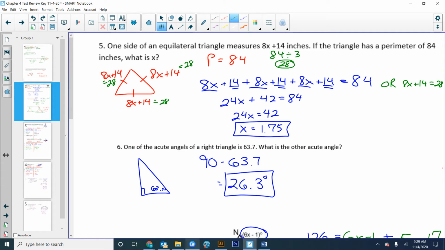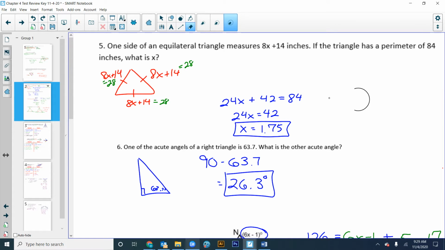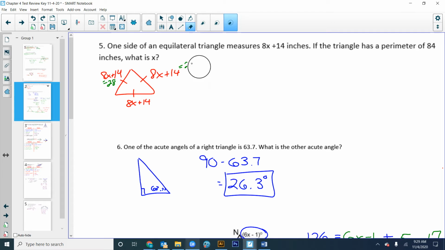Number 5. I'm going to work this one out. This one's a little tricky. The answer is x equals 1.75. We'll see. Did you guys get that? All right. Did you guys draw it out? It's an equilateral triangle. Each side is 8x plus 14. So I labeled each side 8x plus 14.